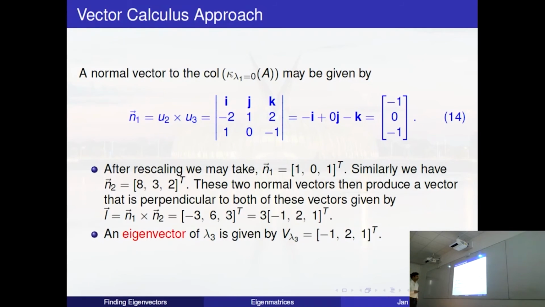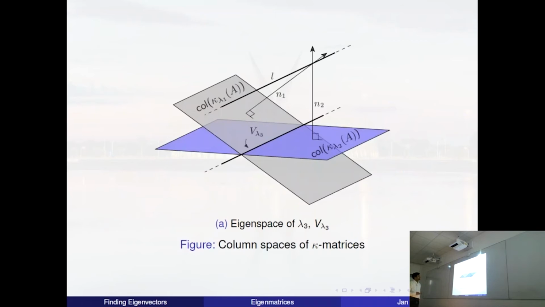So that means you can just use a simple cross product to find the eigenvectors. This is not the normal way to do it, but it works because we know that the eigenvector is sitting in the complementary column spaces.